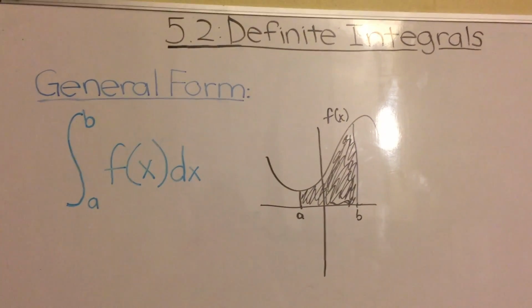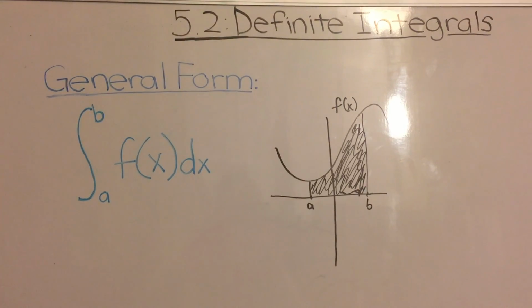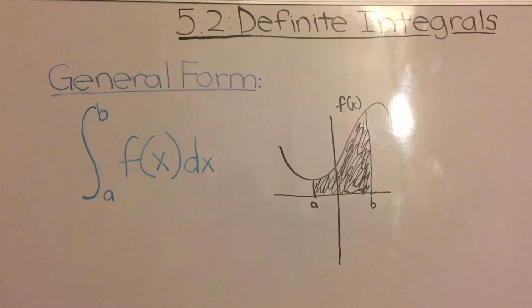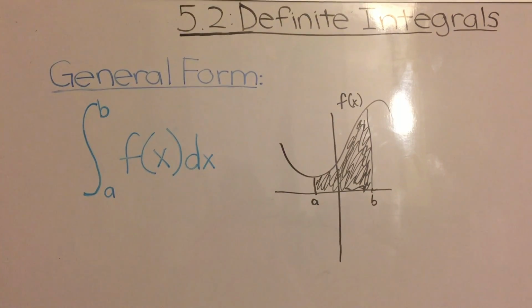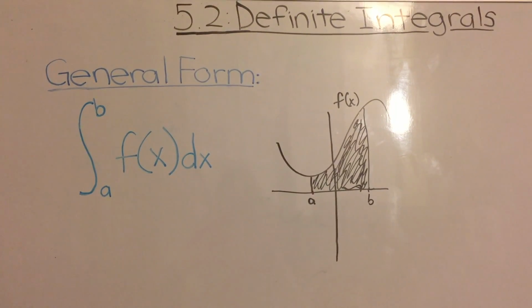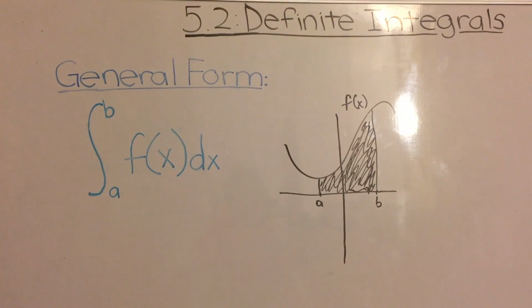And I'm Julia. And today we'll be covering Chapter 5, Section 2, Definite Integrals. The general form of a definite integral is the integral of f of x from a to b dx. F of x is the integrand, b is the upper limit, and a is the lower limit. Basically, it's the area under the curve f of x from x equals a to x equals b.